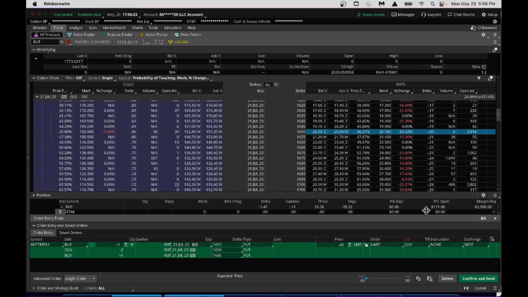All right. Typically, I like a broken wing butterfly. That's my go-to butterfly because you can get some credits from the get-go, and the profitability, or chance of breaking even, is higher for the broken wing butterfly. That's why I like this strategy.